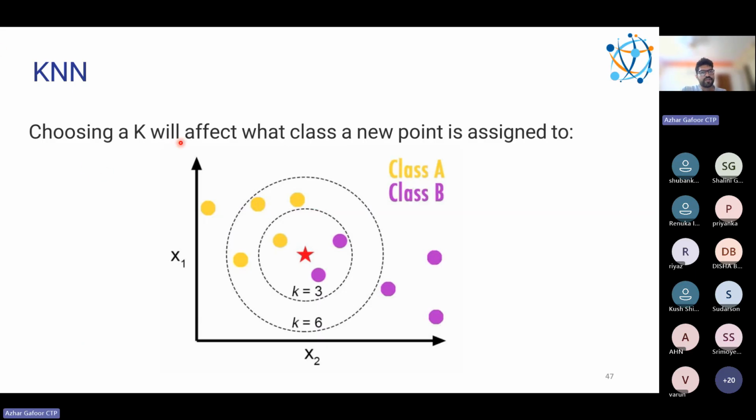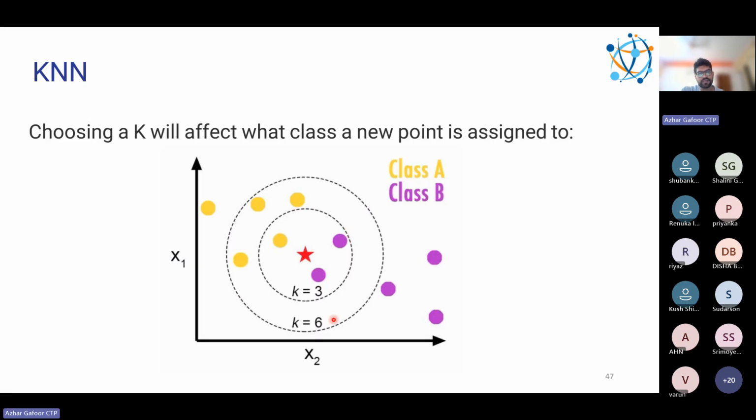So choosing a K will affect what class a new point is assigned. Let's see using this example. We have class A, which is yellow points, and class B, purple points. The star is our new point. If we set K equal to 3, these are the 3 closest points to the star, and the higher number of points in that 3 is B. So this star will be assigned as class B if we set K equal to 3.